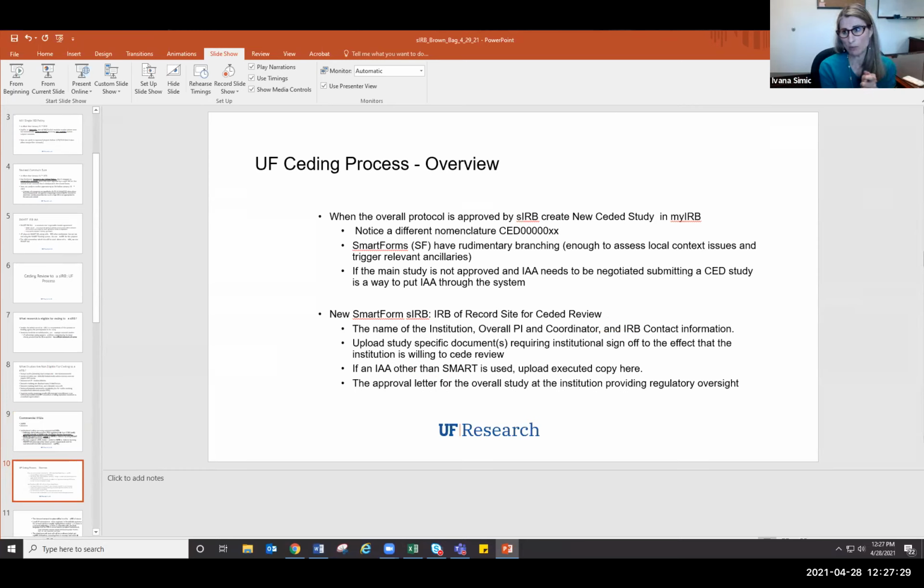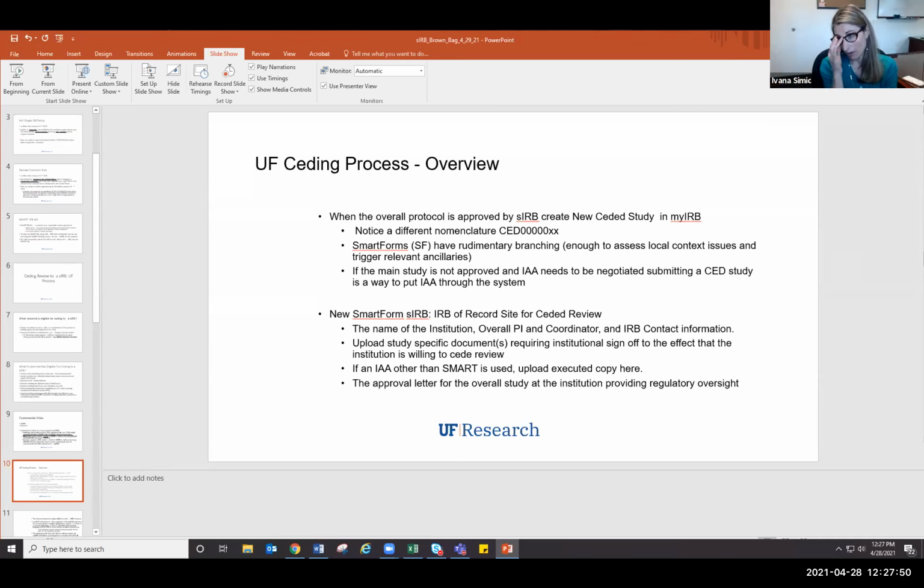We have removed most of the branching because, as I said in the beginning, we are not providing regulatory review and oversight. We are only doing the local context review. So the seeded path really serves the purpose of getting the basic information about the study to be able to conduct that local context review and to be able to ping the ancillaries.